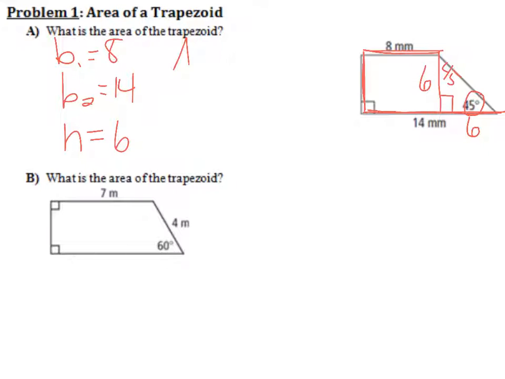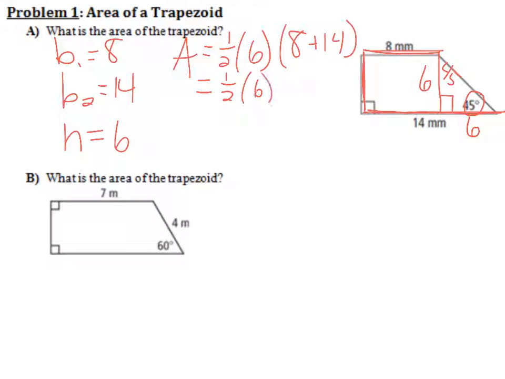So when we set up our area formula, we're going to take area is equal to 1/2 times my height times the sum of the two bases. Now the two bases added together, 8 plus 14, gives me 22. And if I take 1/2 times 6 times 22, I am going to get an area of 66 square millimeters.